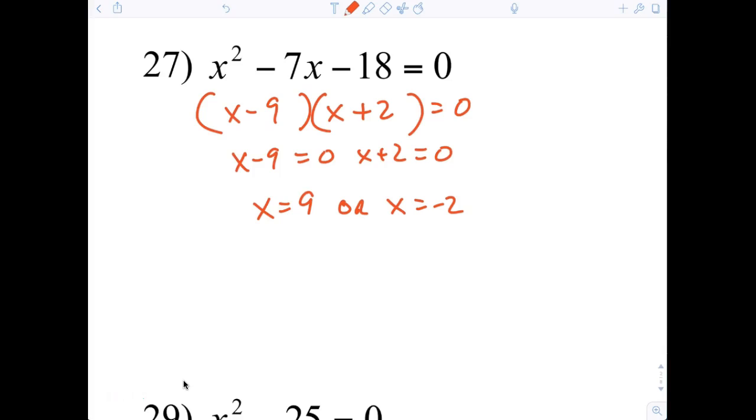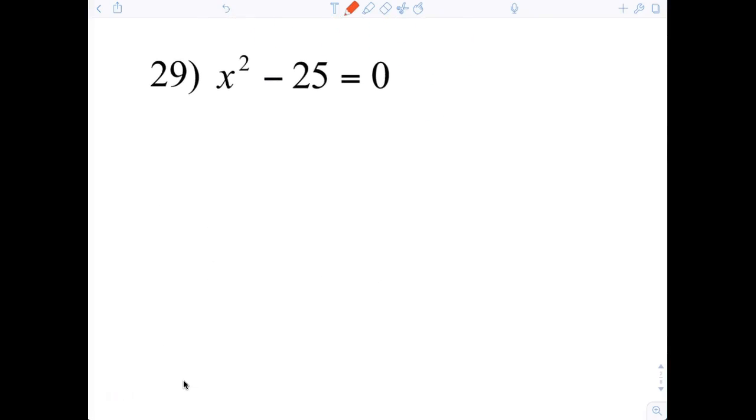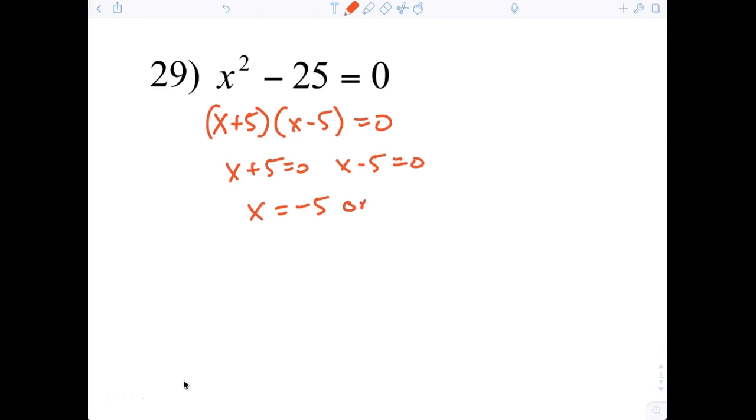Now, 29. X squared minus 25 is 0. So, again, we're just factoring: x plus 5 times x minus 5. And so x plus 5 equals 0, x minus 5 equals 0. Negative 5 or positive 5. Now, in the future, we're not going to write it like that. Guys, here's how you're supposed to write it: x equals plus or minus 5. That's how I'd like for you to look at it. So far, anybody have any problems?